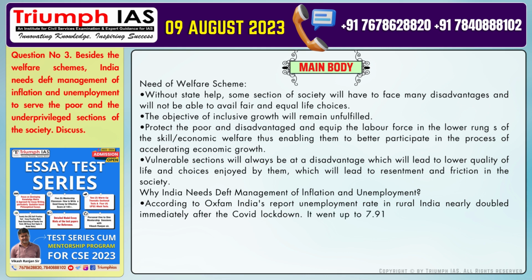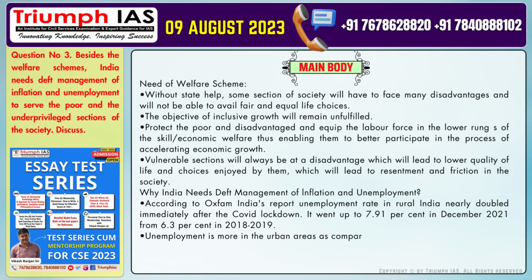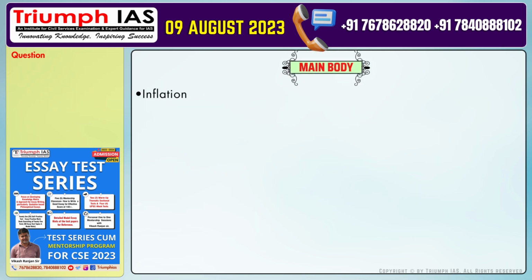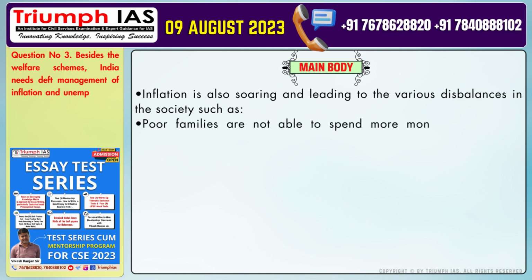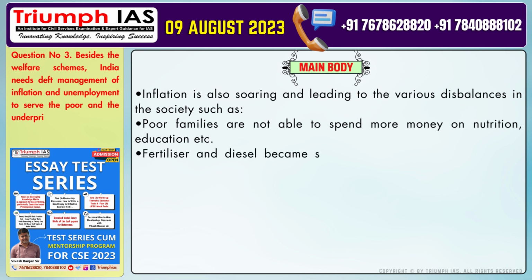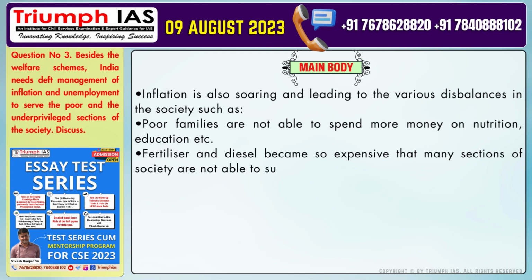Number 7. Unemployment is more in the urban areas as compared to the rural areas. Number 8. Unemployment among women is higher than men, both in urban as well as rural areas. Number 9. Inflation is also soaring and leading to various imbalances in the society such as: Number 10. Poor families are not able to spend more money on nutrition, education, etc. Number 11. Fertilizer and diesel became so expensive that many sections of society are not able to sustain.